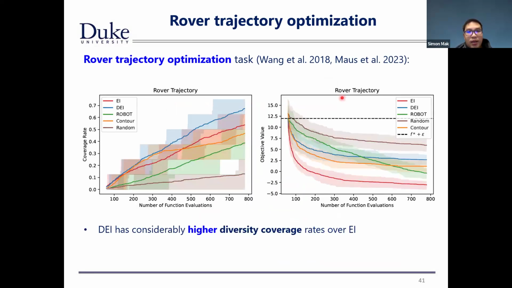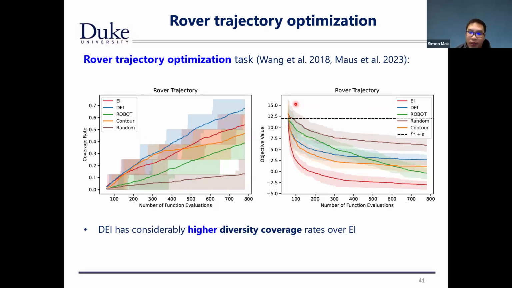Okay, so let's take a look at the results here. Again, on the left, what we show here is the coverage rate of the solutions as a function of the number of function evaluations. Again, we're going to compare with the EI, DEI, the robot approach, pure contour estimation, and random sampling. And again, not surprisingly, we see that the DEI gives us the greatest coverage of these solutions. With EI not doing too badly and contour not doing too badly here, but it's definitely less diverse than what the DEI gives.